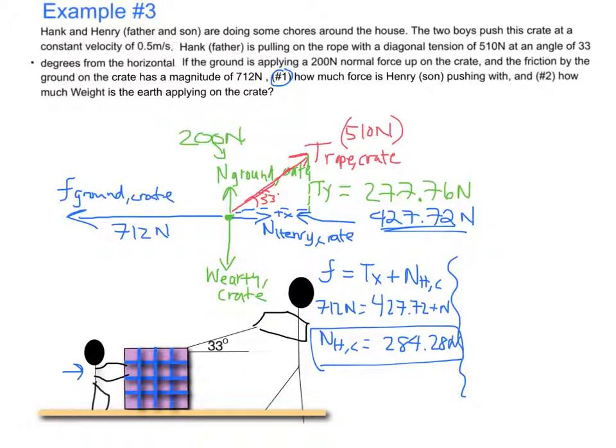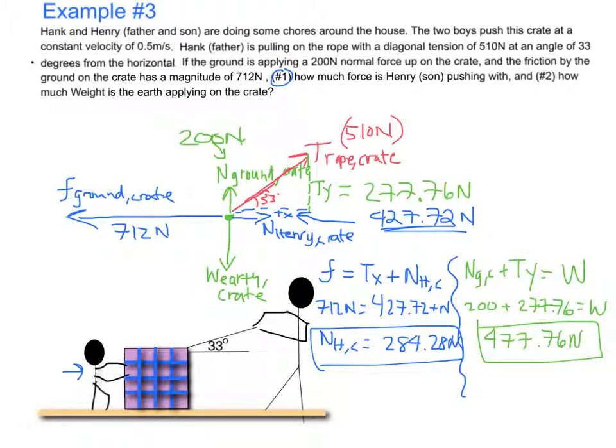So again, I can set up an equation. Normal force by the ground on the crate plus Ty, which I got by doing this, is equal to my weight, which is here. And that will be 200 plus 277.76 equals W. And we end up with 477.76 newtons. So those are our 2 answers.